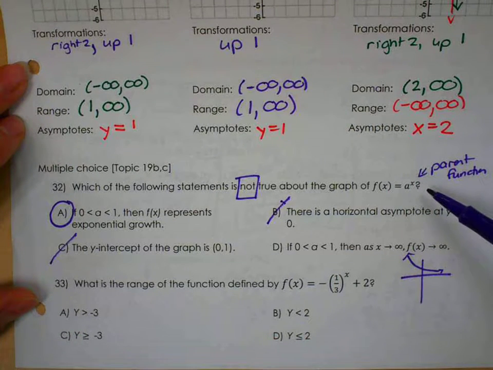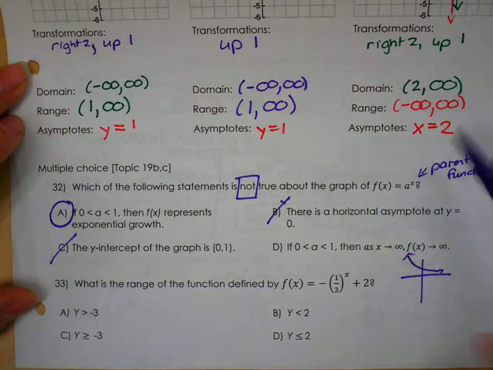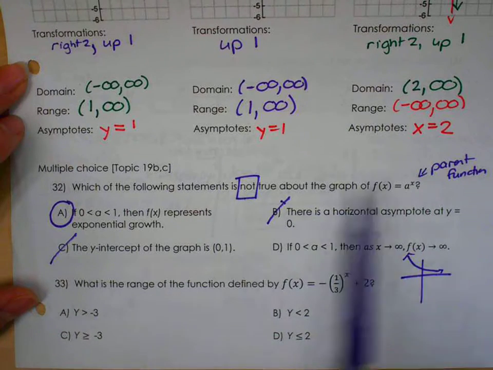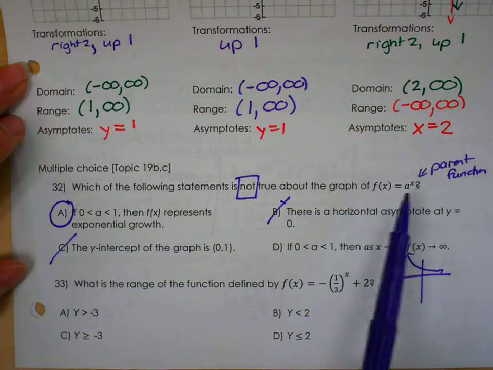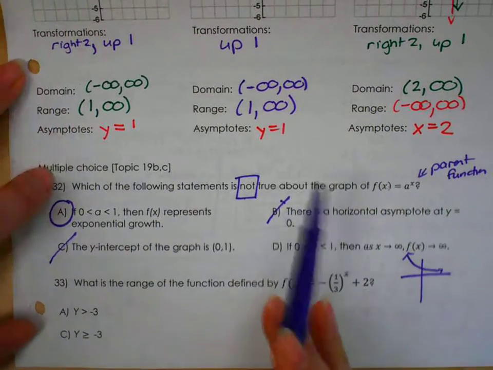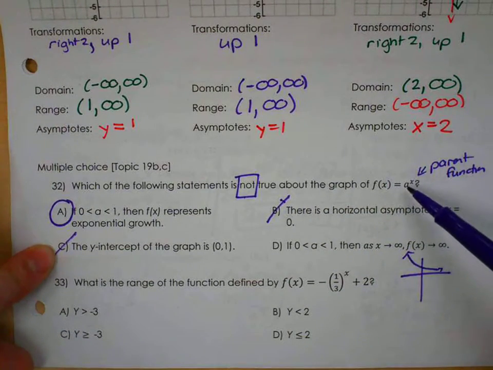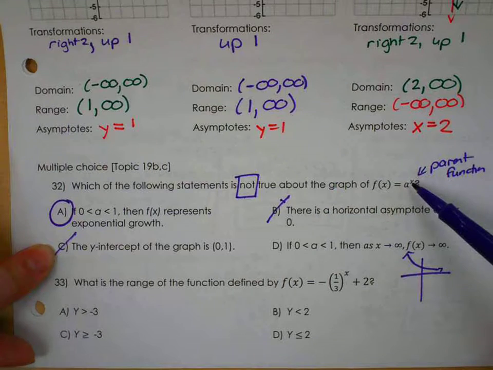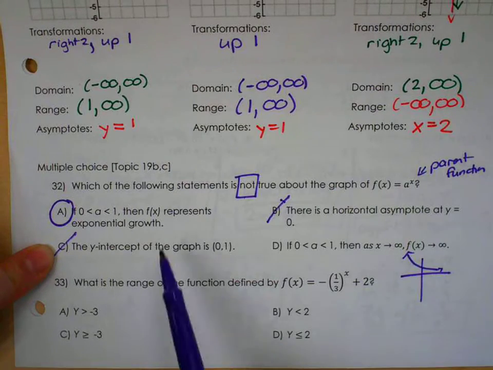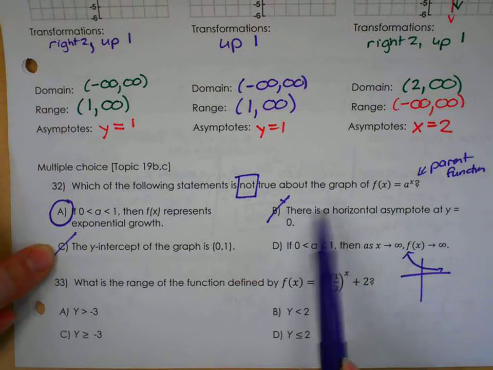I know that all exponential functions have a horizontal asymptote. For the parent function, it's at y equals 0. That means B is true, and I'm looking for one that's not true. Also, I know that all parent functions go through (0, 1). Well, the y-intercept, yep, that's also true. The reason for that is anything raised to the 0 power is always 1. So it doesn't matter what A is. It could be 10, could be a million. Raise it to the 0 power, you get 1. So C and B are definitely true.